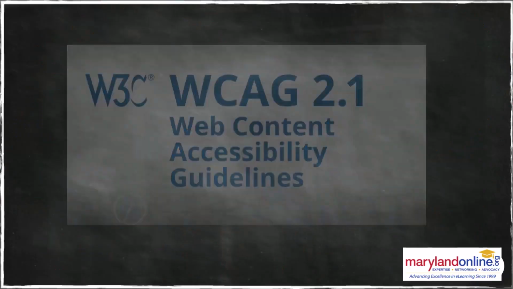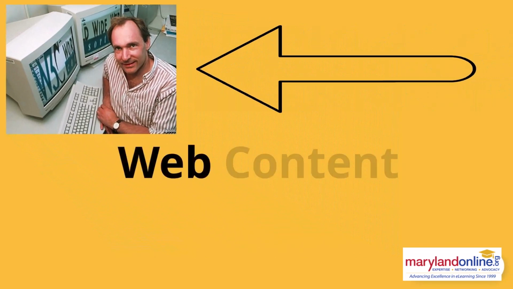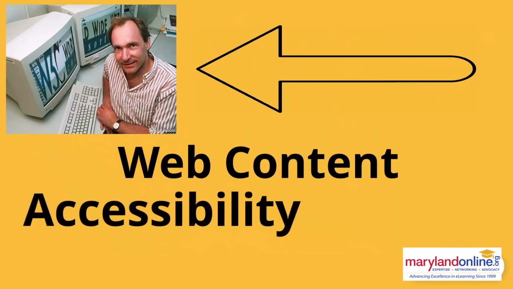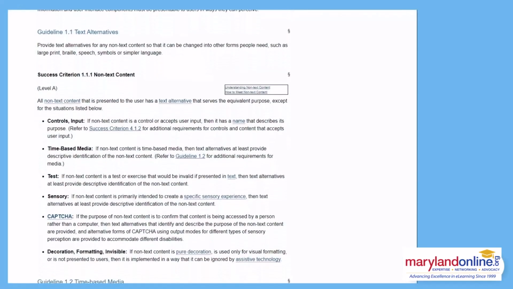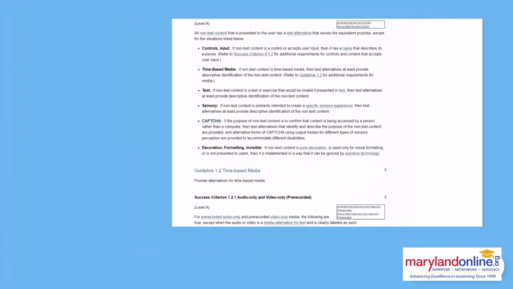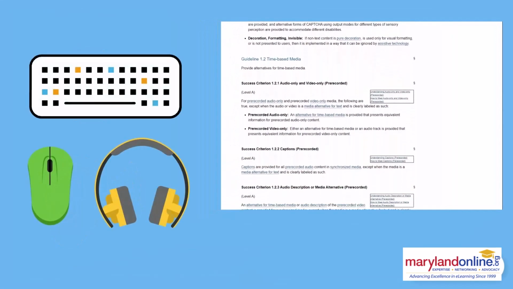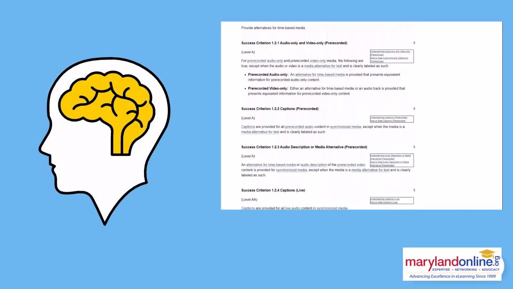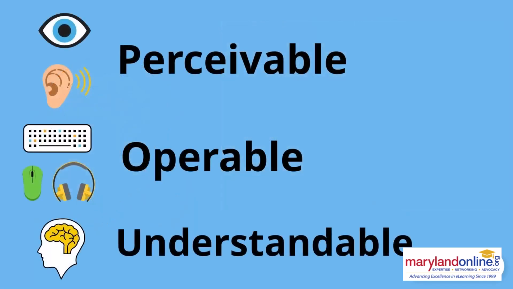We in higher ed just love our acronyms. WCAG decides. In 1999, Tim Berners-Lee pulled together a group of experts in the field to create the Web Content Accessibility Guidelines. If we follow these guidelines, we can be reasonably certain that every single student can perceive, operate, and understand our digital content. These are the principles used to inform accessibility.